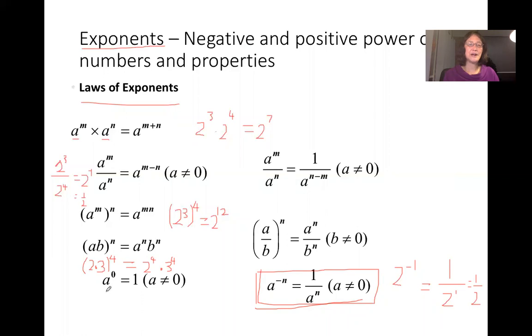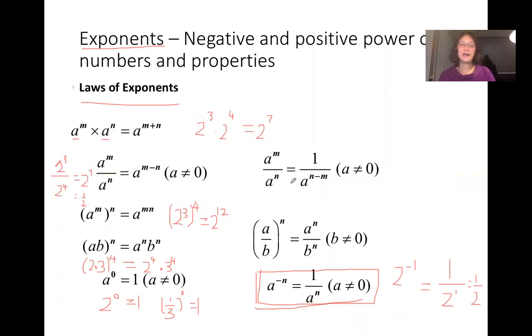Any real number a raised to power 0 is 1, except when a is not equal to 0. Okay, so for example, 2 raised to power 0 is 1. Okay. (1/3) raised to power 0 is 1.